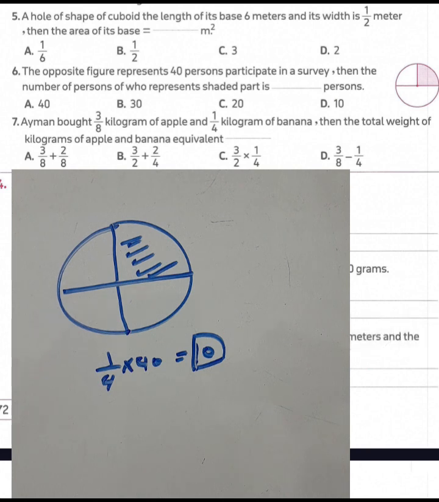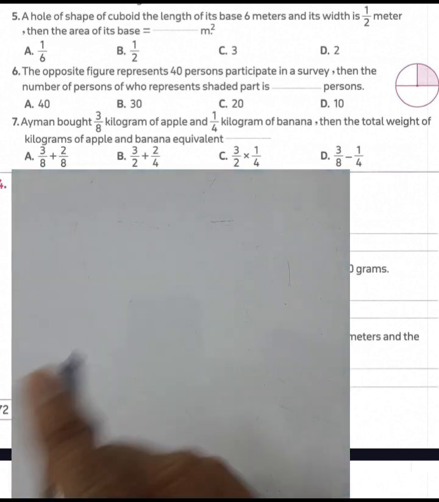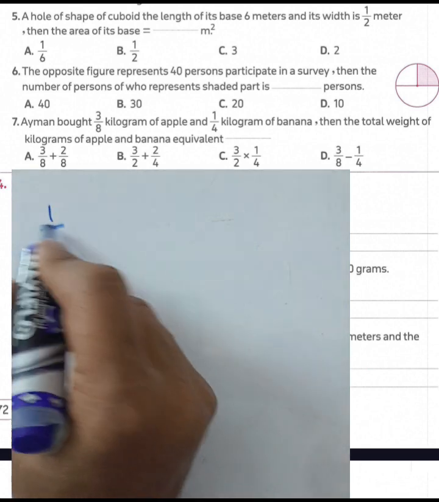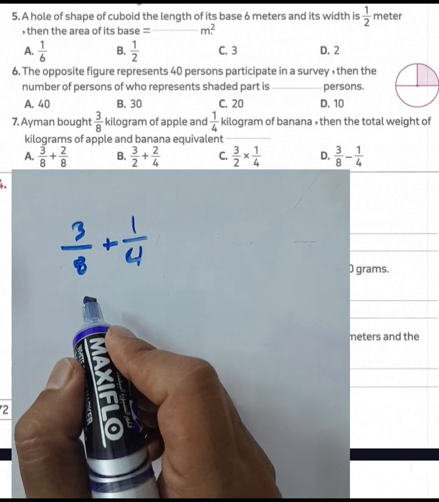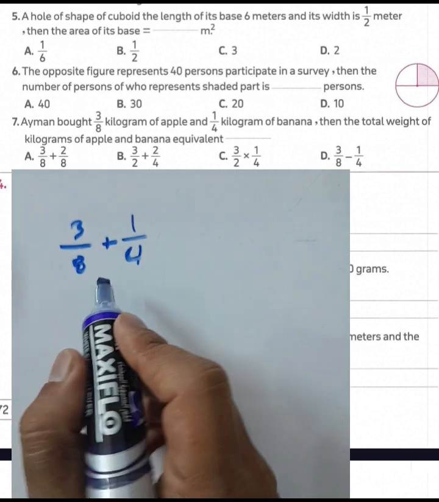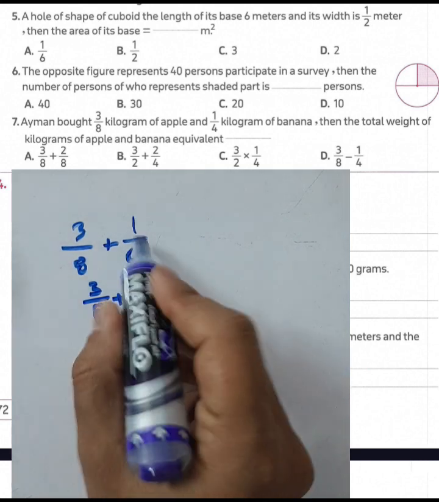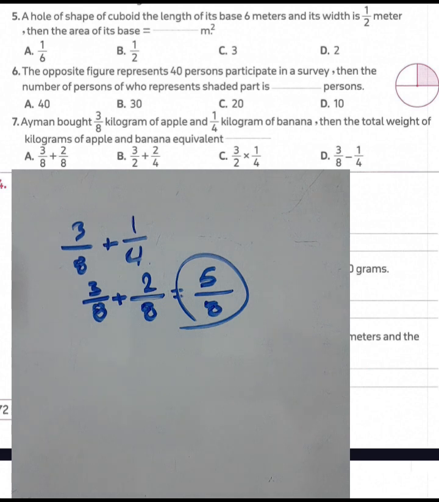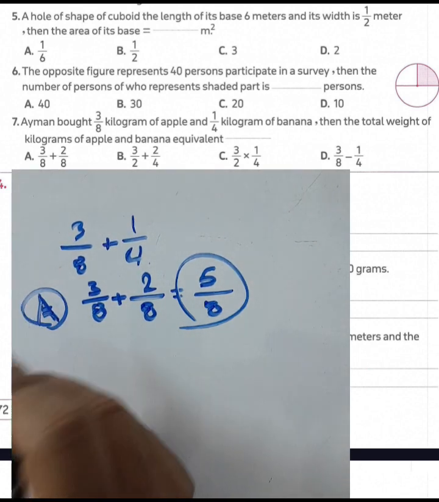Next question, number 7. Ayman put 3 kilogram of apple and 4 kilogram of banana. Then the total weight of kilogram of apple and banana, we can find them. Fourth plus, and here 3 over 8. We can find them by writing the least common multiple between the two denominators. Write 3 over 8, and here 2 times 4 equals 8, 2 times 1 equals 2, then sum of them will be 5 over 8. Then the result will be letter A. Choose letter A about this example.